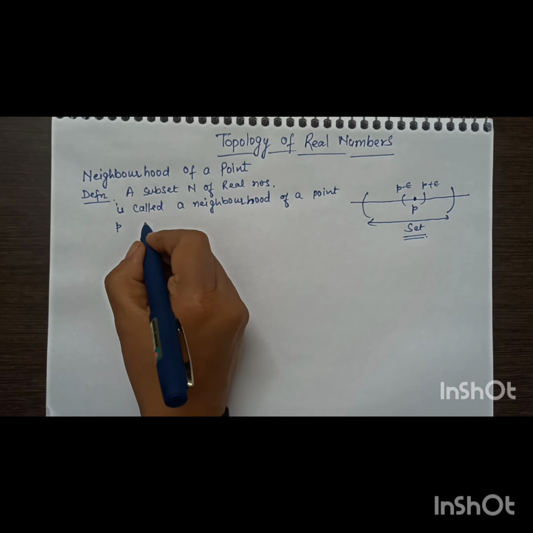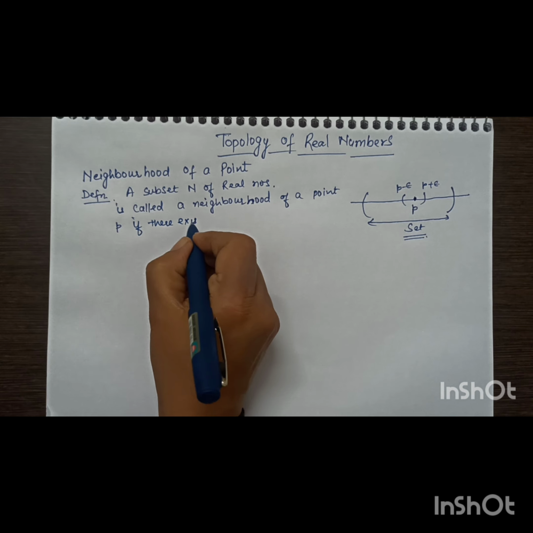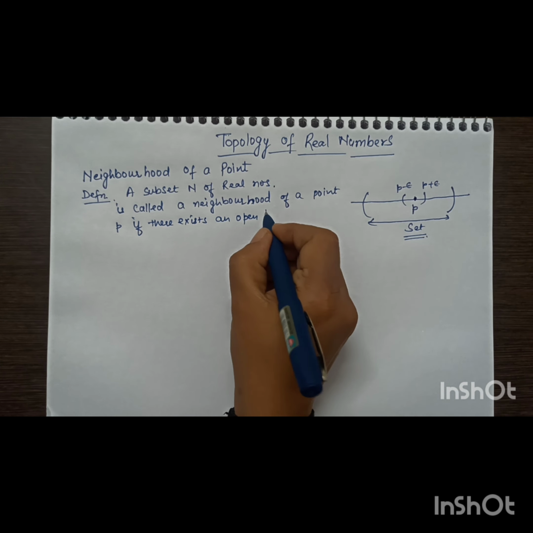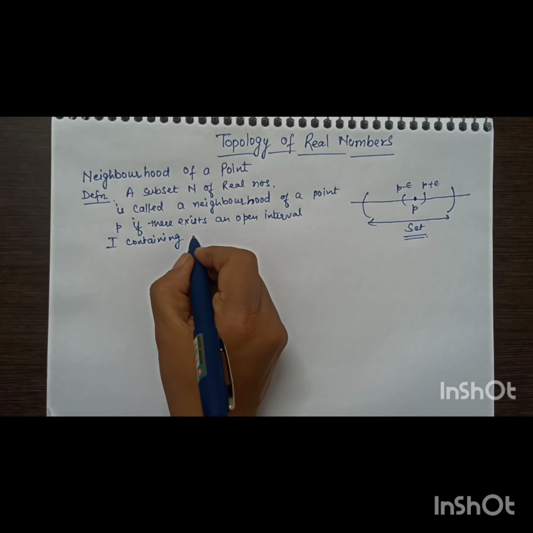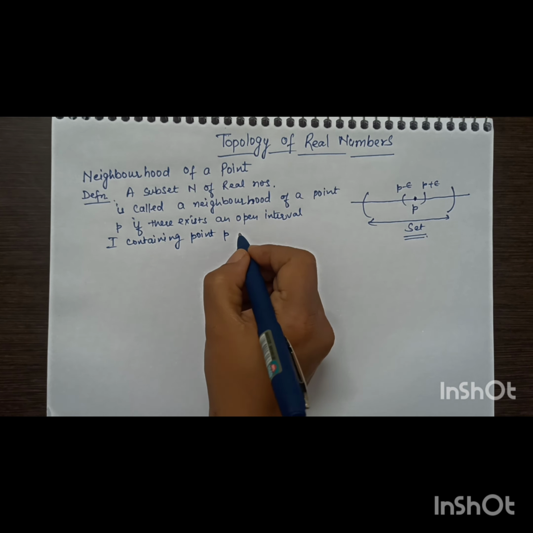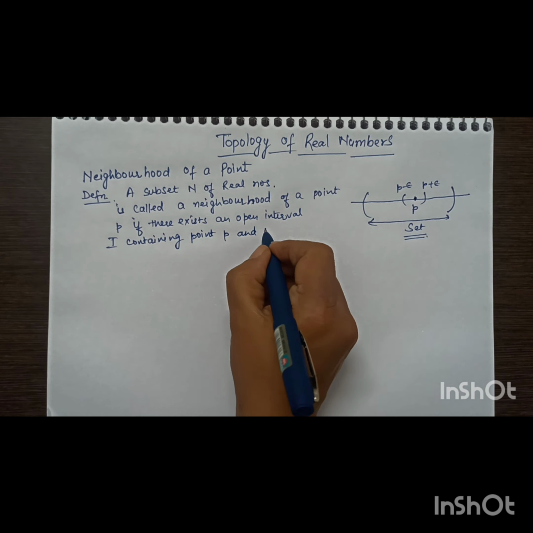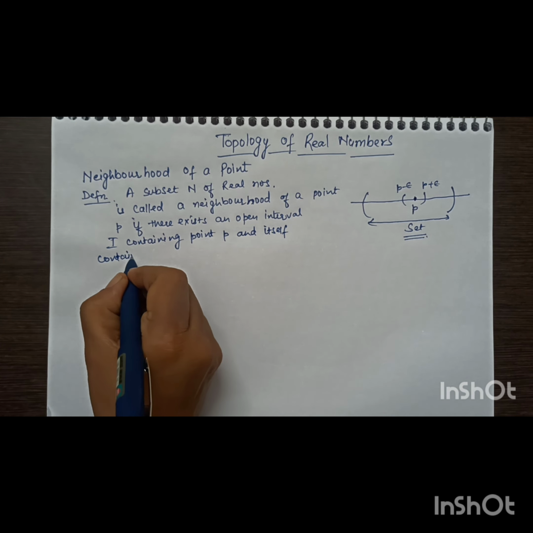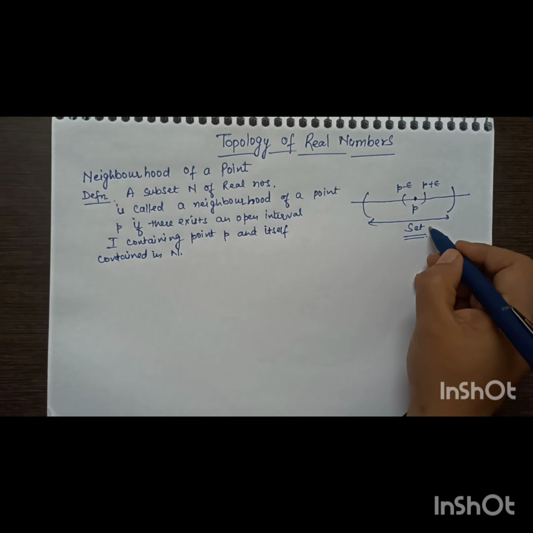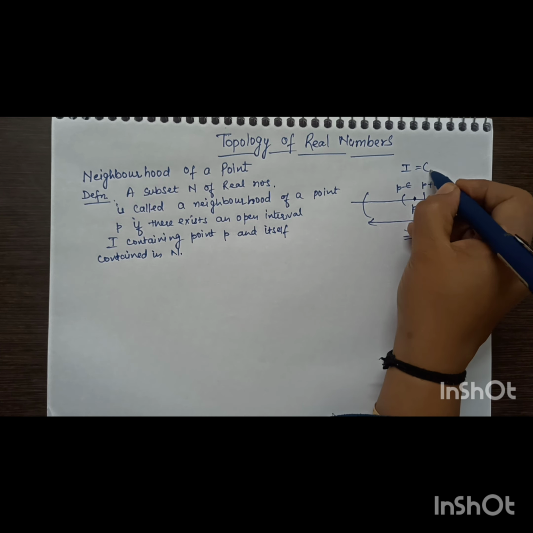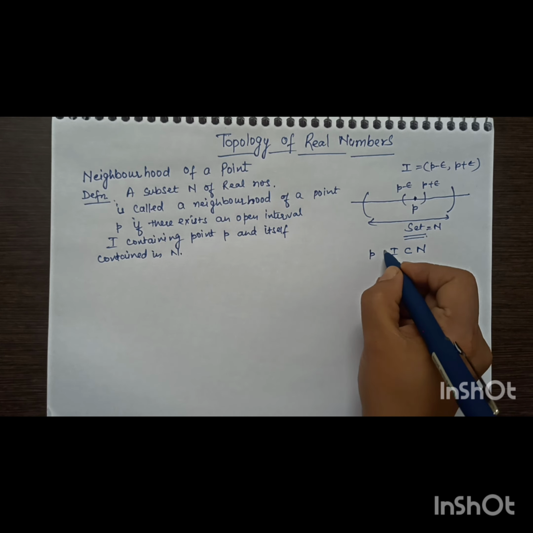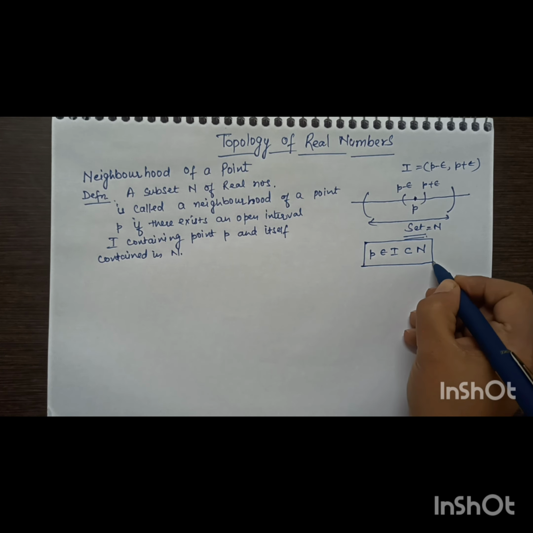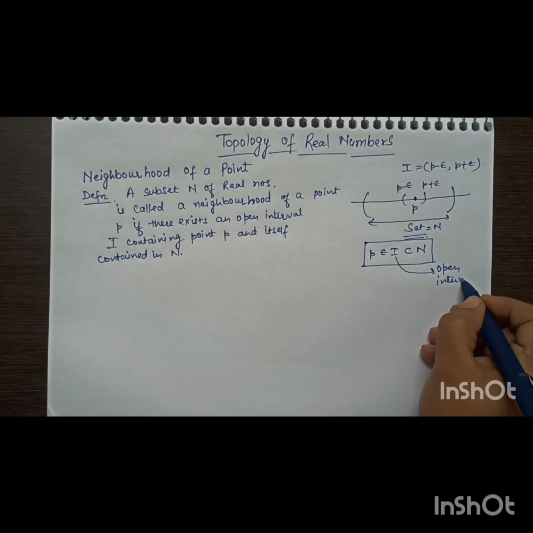A subset N of real numbers is called a neighborhood of a point P if there exists an open interval I containing that particular point P, and the open interval I is itself contained in N. So the set here is N, the open interval here is I, which is P minus epsilon, P plus epsilon. So P belongs to I and I is contained in N. Then we say N is a neighborhood of P. So you need to remember this criteria.